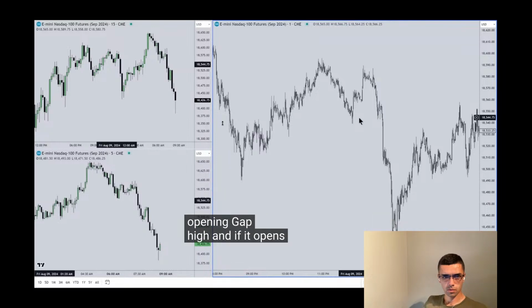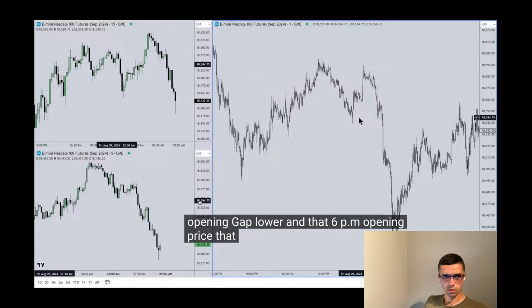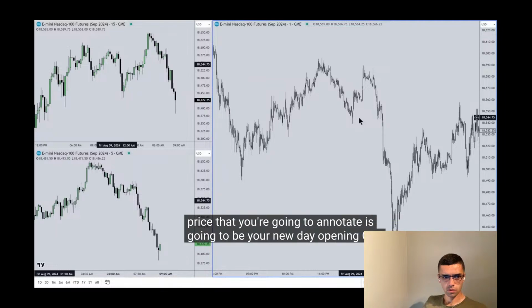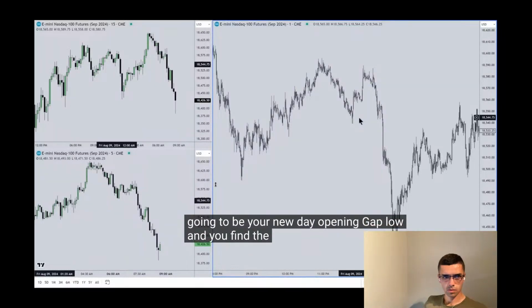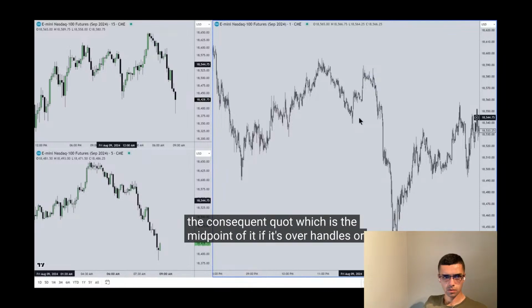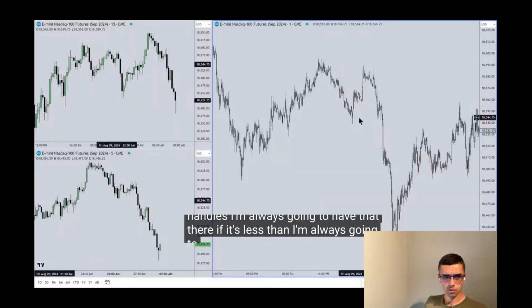And if it opens below where we closed at 5 p.m., that means we have a new day opening gap lower, and that 6 p.m. opening price that you're going to annotate is going to be your new day opening gap low. And you find the consequent encroachment, which is the midpoint of it, if it's over 20 handles or so. Certainly anything above 20 handles, I'm always going to have that there. If it's less than, I'm always going to just eyeball it.